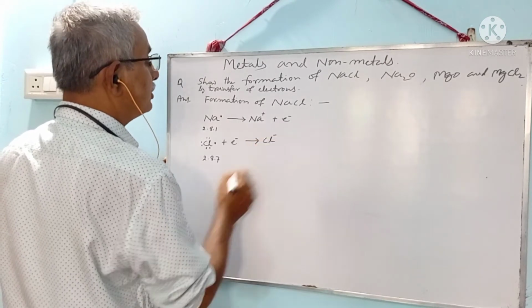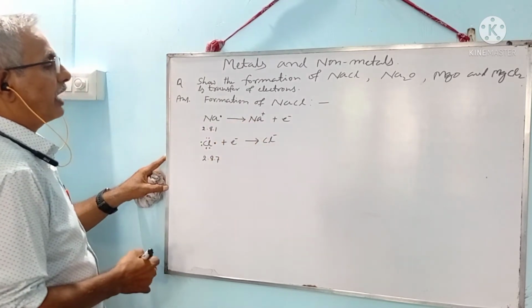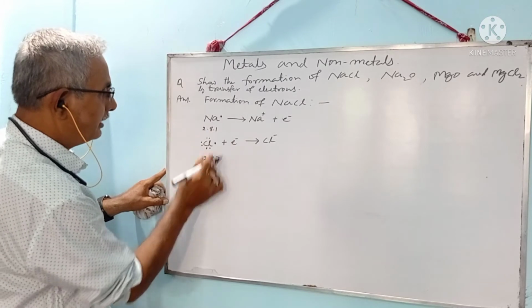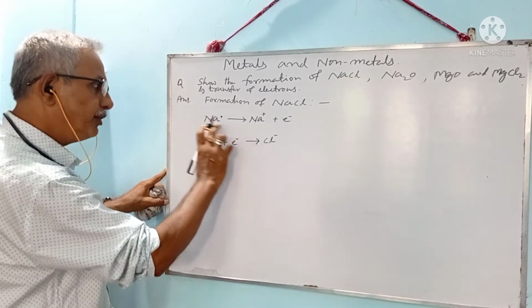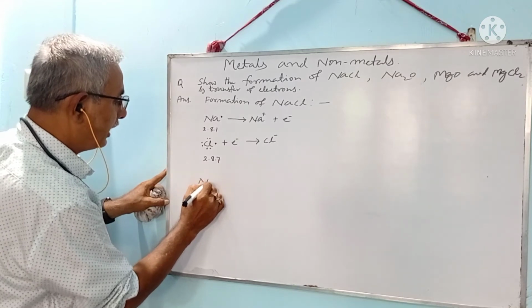Here you see, this is the negative ion. And between the positive and negative, there will be attraction. So, dear friends, we are concluding like that. Combining individually, I have shown you how it happens. Here you see, I am writing like that.